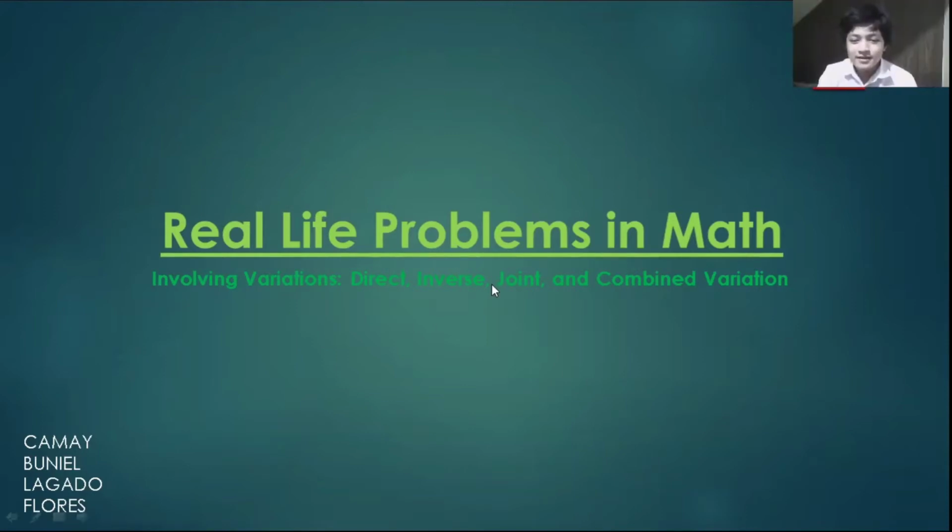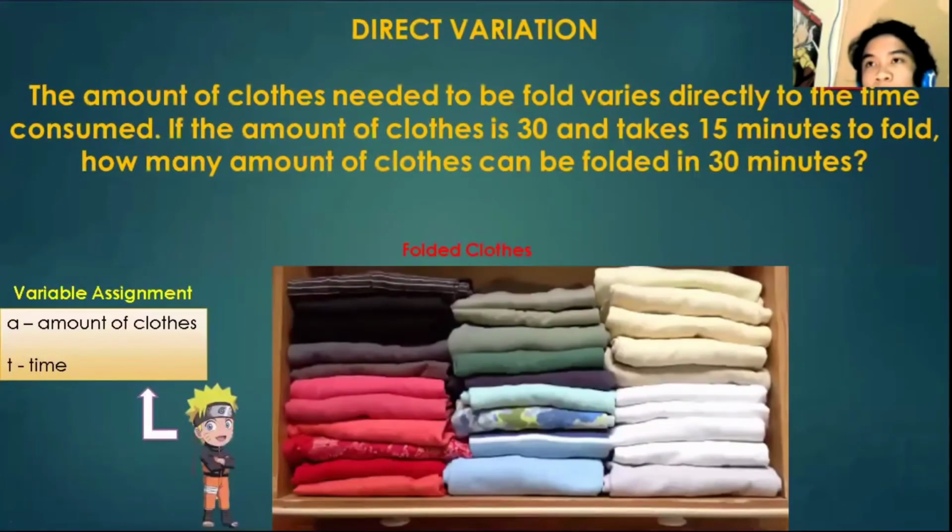In this video, we talk about real-life problems in math. Direct variation. The amount of clothes needed to be folded varies directly to the time consumed. If the amount of clothes is 30 and takes 15 minutes to fold, how many amount of clothes can be folded in 30 minutes? Variable assignments.